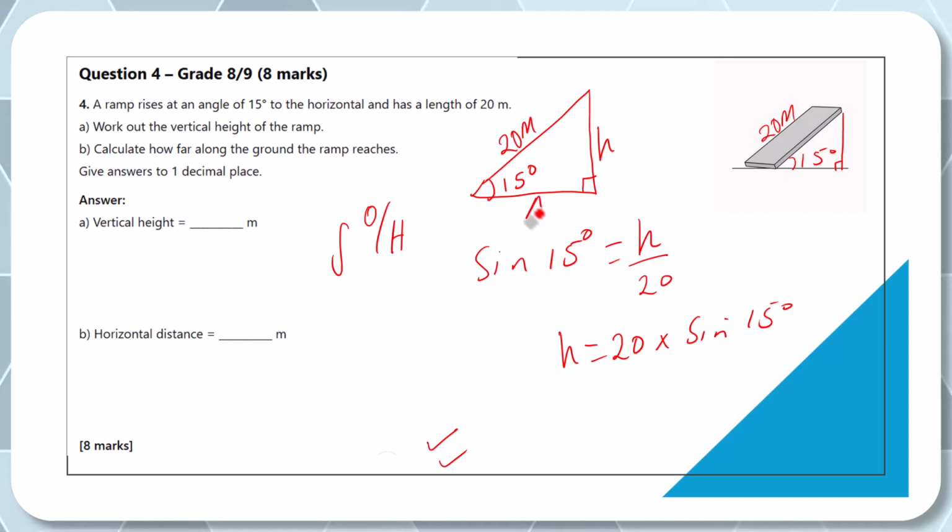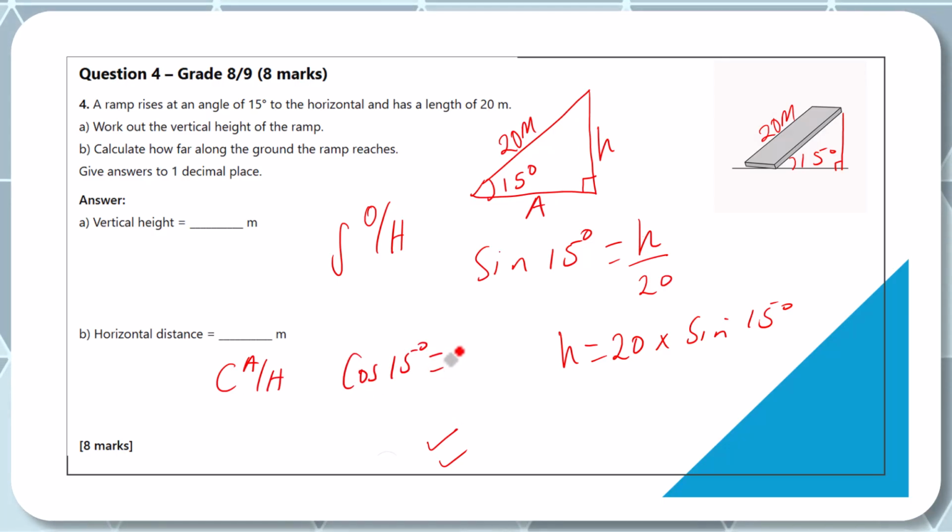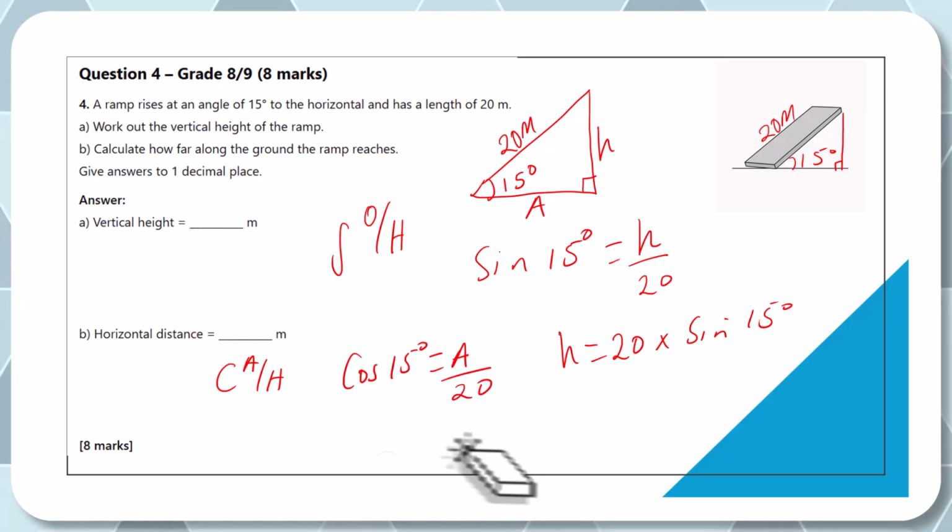This is going to be the adjacent side, which is this one. To do this, you're going to use cosine to find the horizontal distance, which is this one here. Okay, so you're going to say cosine, that will mean that cos 15 degrees is given by the adjacent A over the hypotenuse 20.